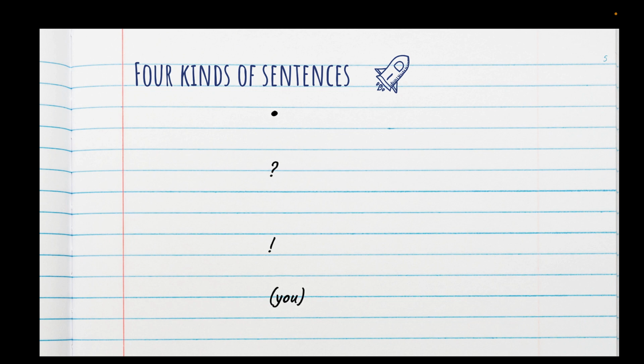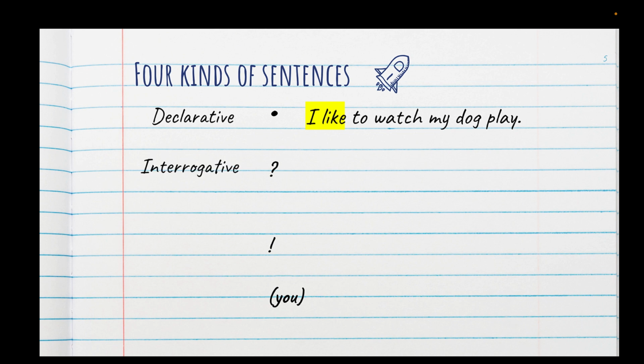And I like to remember them with these punctuation marks here. We've got our simple declarative sentence, which is your basic, I like to watch my dog play. Your subject, you've got your verb, and you're just making a statement about something, declaring something. You've got your question, your interrogative sentence. If someone interrogates you, that means they're questioning you. So, does my dog like to play?